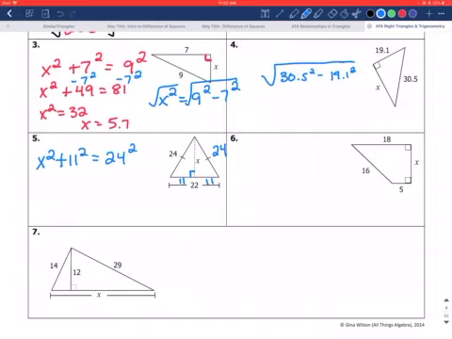X and 11 are the sides, or the legs. So then from there, we can just do the square root of 24 squared minus 11 squared. And for number 5, that'll give us 21.3. Again, you can do it the other way if you want to. I'm going to keep doing it this way because it's a little faster and it's more challenging.